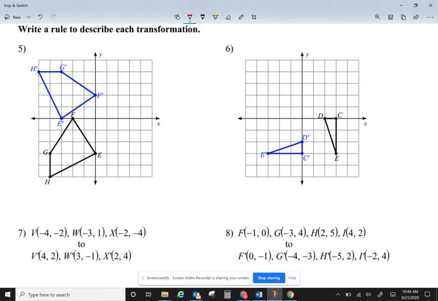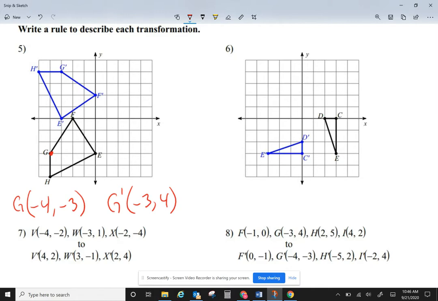So in my case, let me follow my point G. The coordinates of G are -4, -3. Once again, I'm following my point G. Then I look at G prime. The coordinates of G prime are -3, +4.